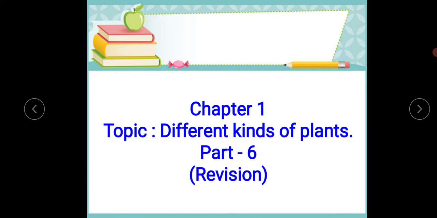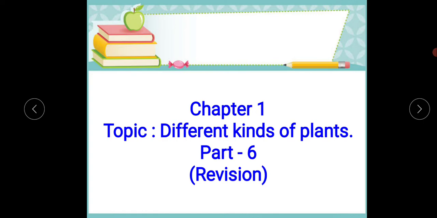Then we saw herbs. Herbs are very small, soft plants, and they also have a soft stem. Then we saw climbers. An example for climbers is the money plant. Money plants are grown with support. Yes, climbers need support to grow.